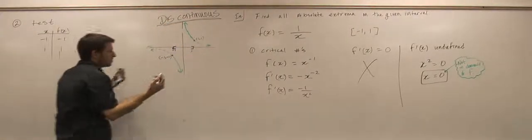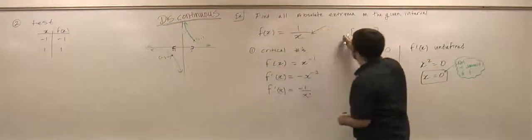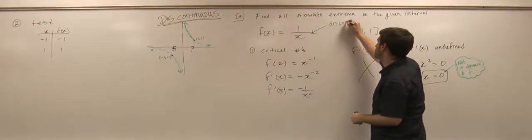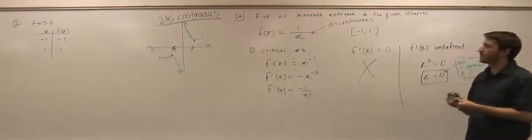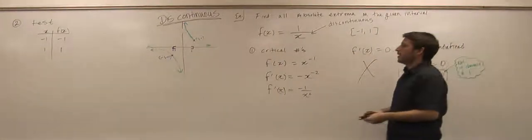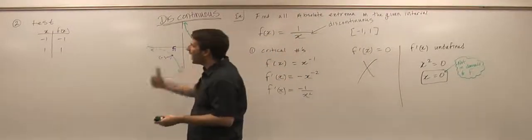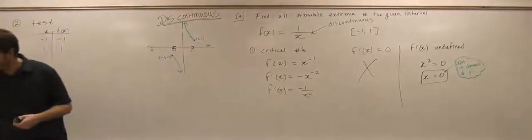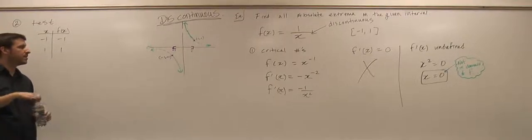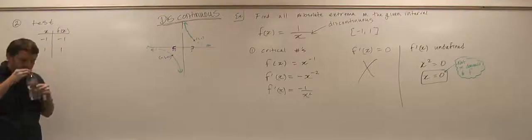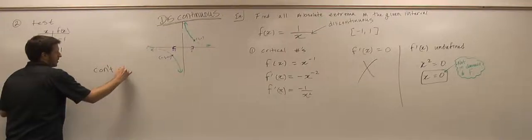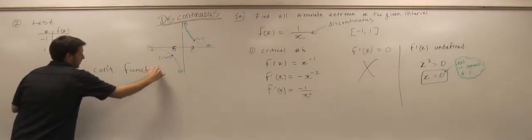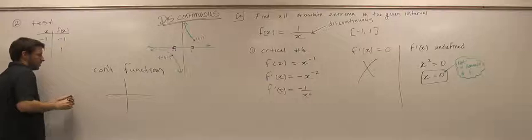Because this is discontinuous on this interval, we can't use this method. If you have a continuous function, it will always attain an absolute maximum and minimum on a closed interval.